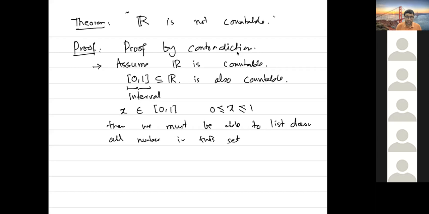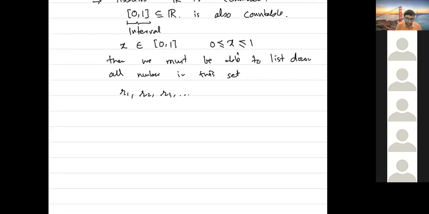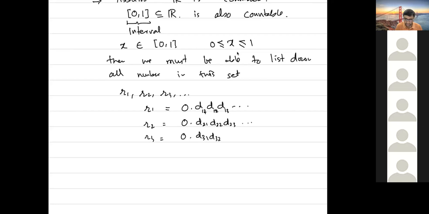So let's say the list of those numbers is R1, R2, R3, and so on. I do not know what R2 is, I do not know what R3 is, but imagine this is a sequence of numbers in the interval [0, 1]. Let's imagine R1 is 0 point some digit, some other digit, and so on. These digits are between 0 and 9, so let's give them indices: d11, d12, d13, and so on. Similarly, R2 is 0 point d21, d22, d23, and so on. R3 is 0 point d31, d32, d33, and so on. These indices just tell us which digit we are referring to.